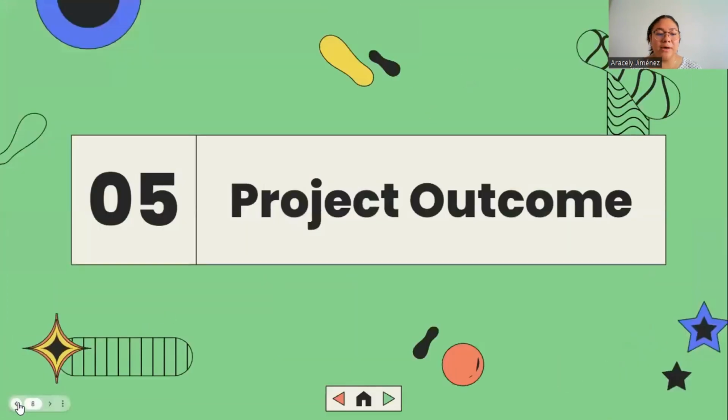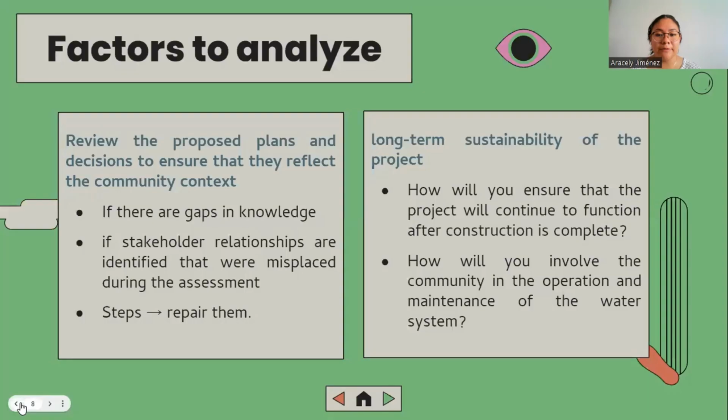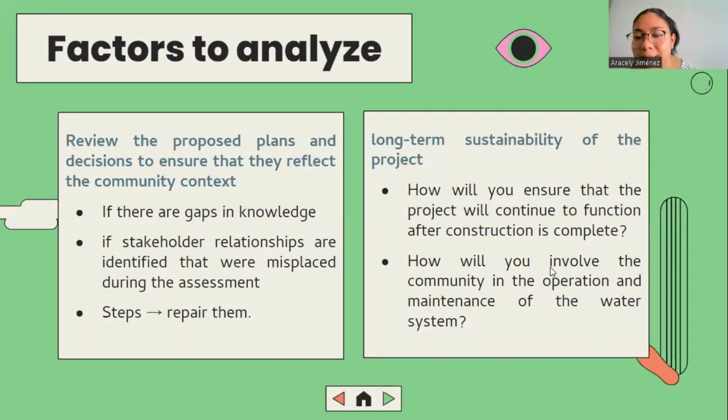And finally, we have the long-term sustainability of the project. And here, as a group, we structured some questions that make it easier to develop this part. First is how we'll ensure that the project will continue to function after construction is complete. I mean, in the long term, how the project will still be working, how the community will develop with these systems, or also see if other communities can use or implement this project, and how you will involve the community in the operation and maintenance of the water system.